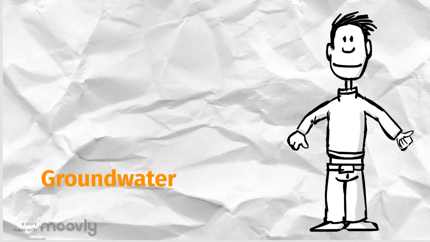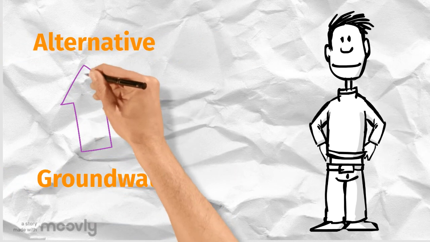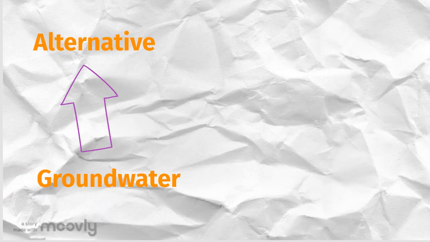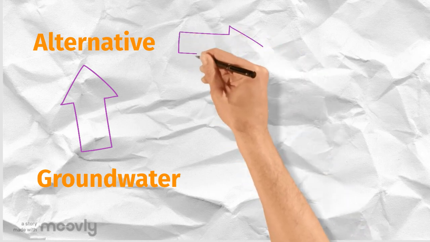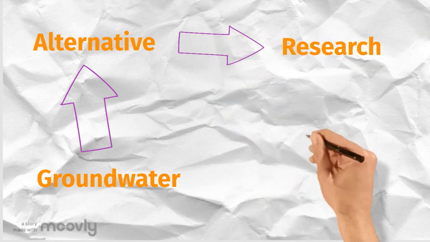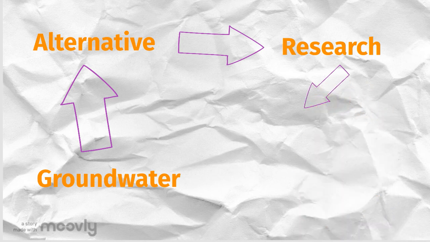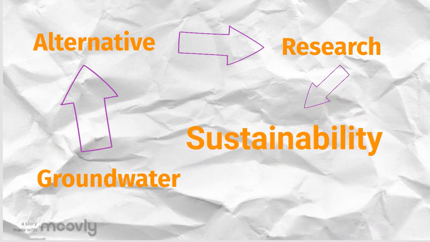So there you have it. Groundwater is a great alternative to surface water, particularly in arid areas. Groundwater research continues to be significant. We should have all the information we can in order to ensure the sustainable future of groundwater resources.